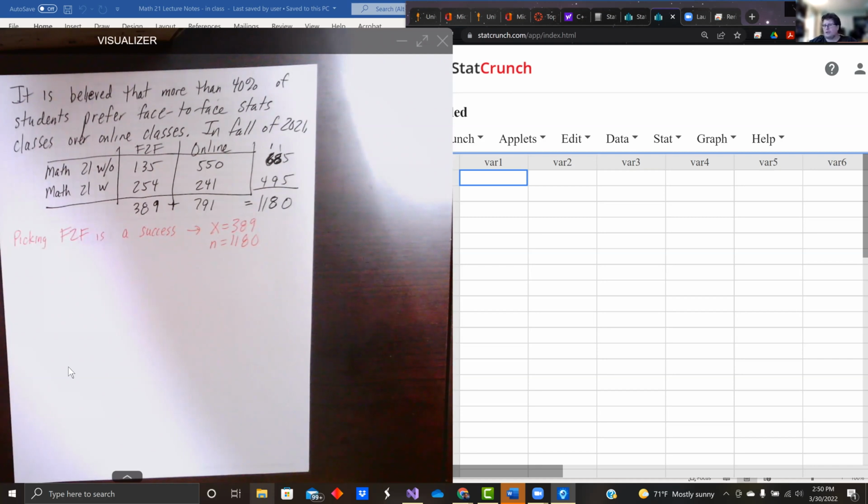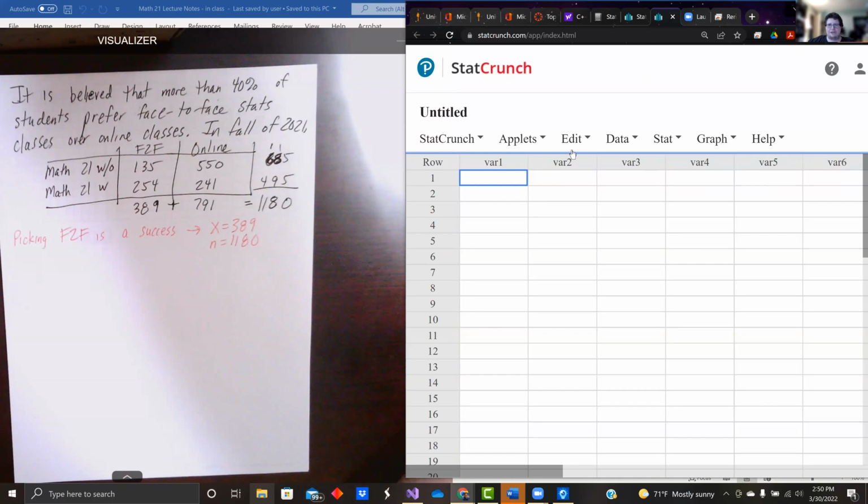Administration doesn't think most students want to have face-to-face. The teachers look at how you guys enrolled and said, no, you guys want online. And so we've been fighting every semester over how to set up the classes. So let's take a look at what happens.